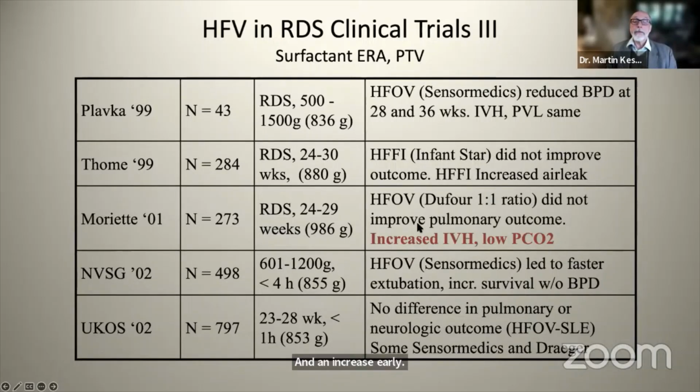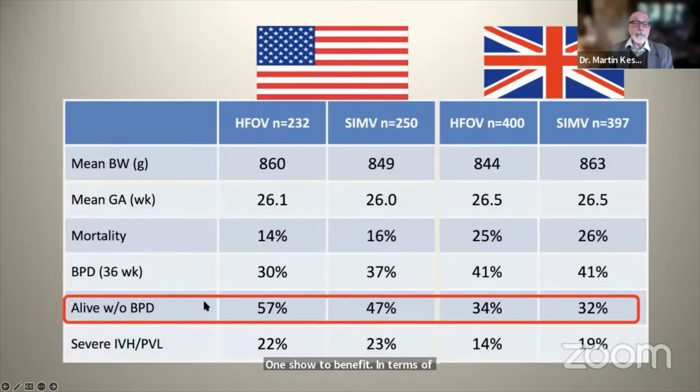This is another study using a 1-to-1 ratio with a French oscillator that showed lower PCO2 and increased intraventricular hemorrhage. There's a recurring theme here. And then there were the two large trials published at the same time in the New England Journal of Medicine. Both were quite large studies, with a very similar population. One showed a benefit in terms of BPD and one did not. Why that might be is still a matter of some debate.